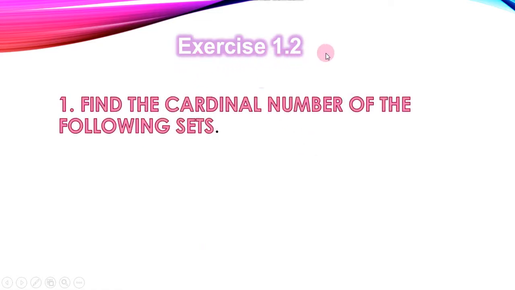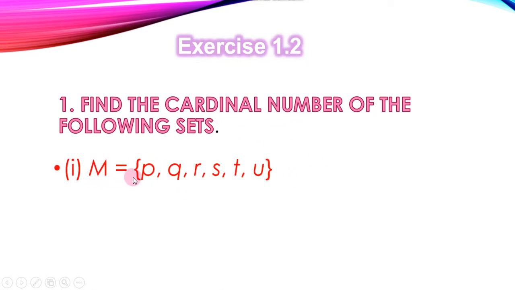Let us see exercise 1.2. Find the cardinal number of the following sets. What is the meaning of cardinal number? The number of elements of a set. Here see, this set contains 1, 2, 3, 4, 5, 6. 6 elements. So n of M equal to 6.